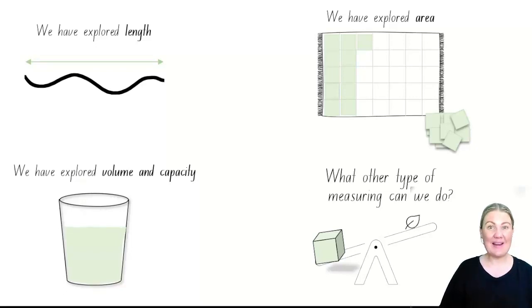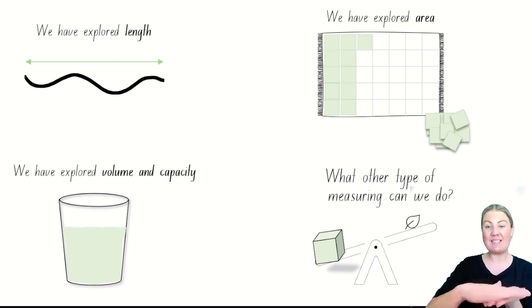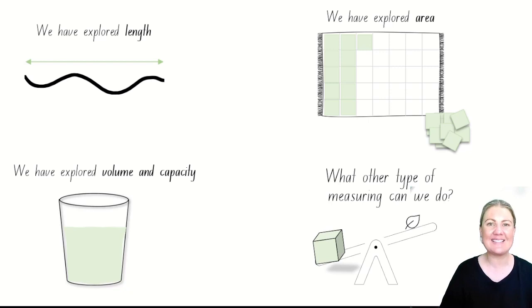In maths, we learn how to measure, and we learn how to measure in different ways and how to measure different things. We've learned about measuring length from one endpoint to another. We've learned about how to measure area, the inside of a 2D shape or inside a boundary. How much space we can cover in that region is measuring area. We've learned how to fill containers to measure volume and capacity.